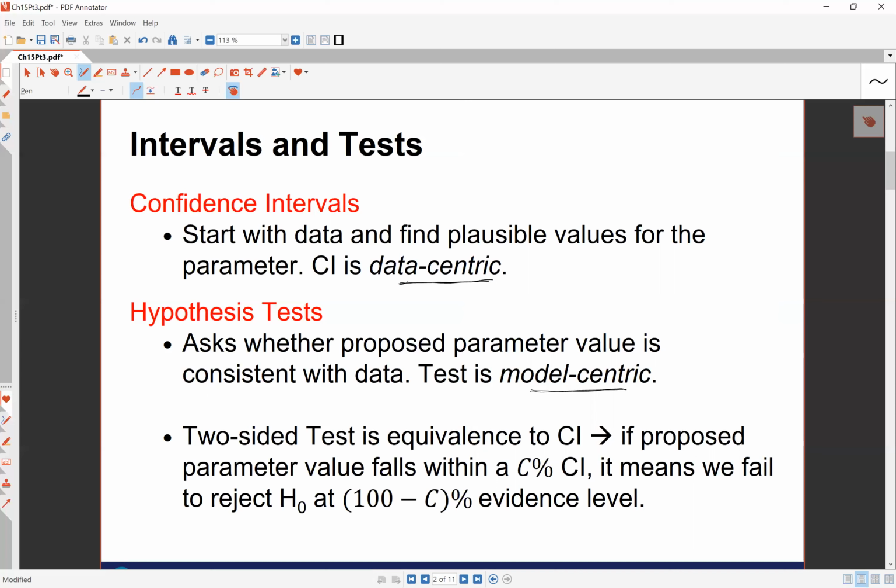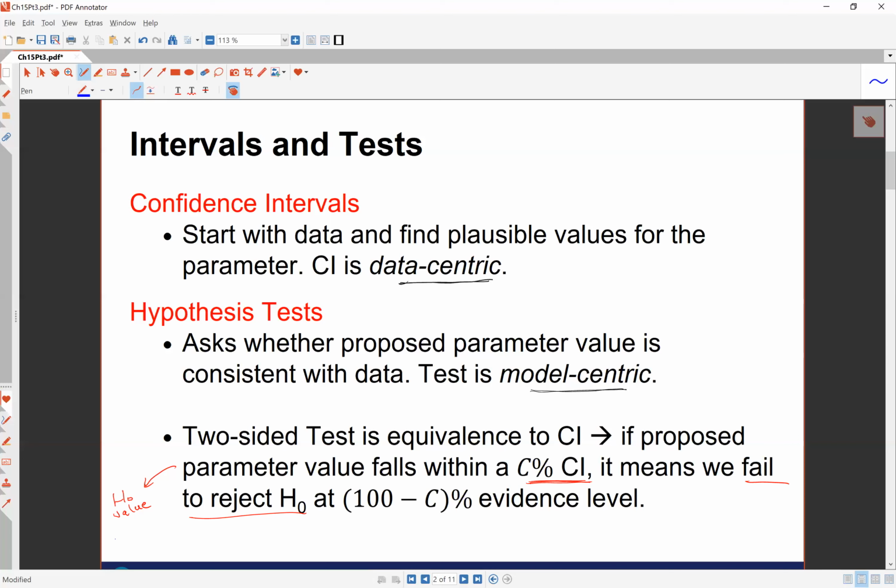And specifically, if you do construct a confidence interval, say you specify beforehand you're going to do one with confidence level C%. If the proposed parameter value, the null hypothesis value, is inside the confidence interval, then we fail to reject the null hypothesis at the 100 minus C% evidence level. What do I mean by this?